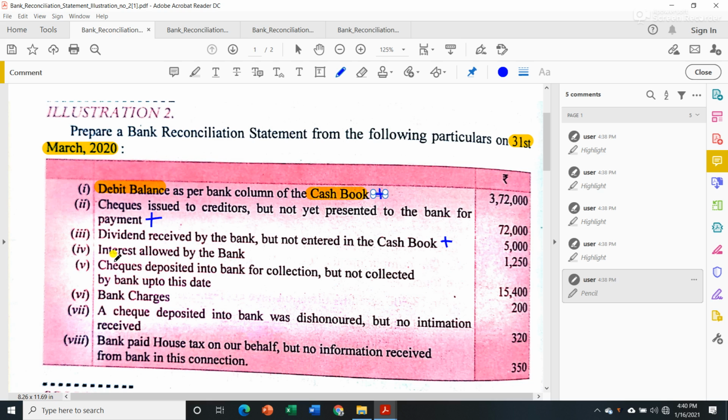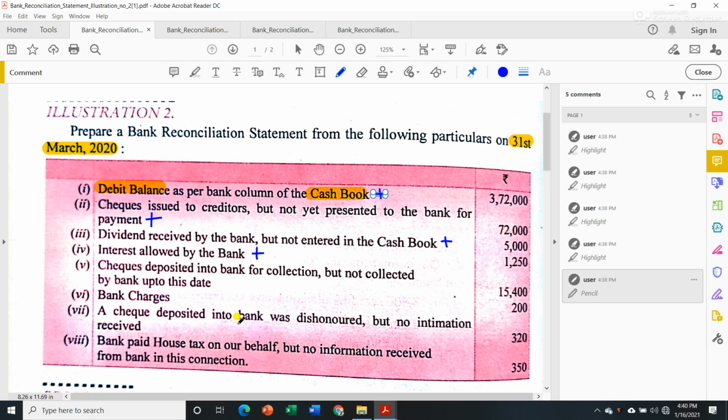Okay, then next is interest allowed by the bank. Interest allowed by the bank means the bank gave us interest. So again this means that we have received an amount in our bank account but not recorded it in the cash book. So in order to bring up the cash book's balance, we have to add this item.